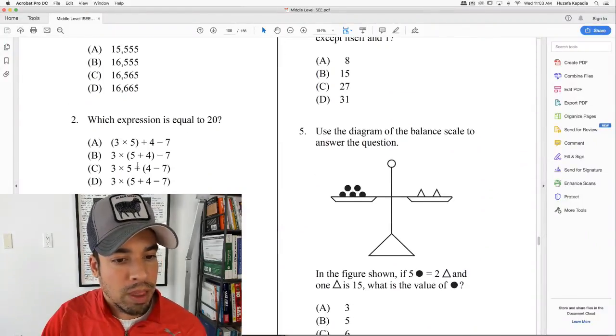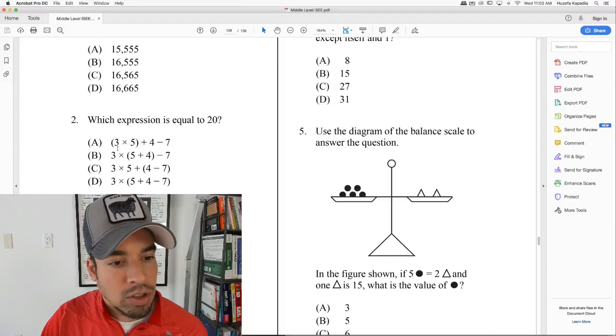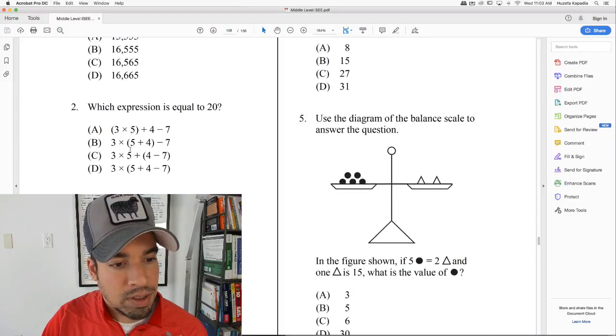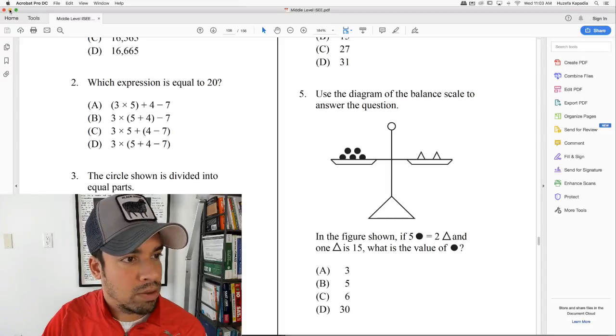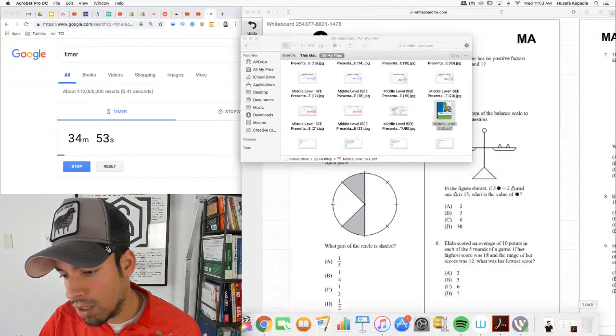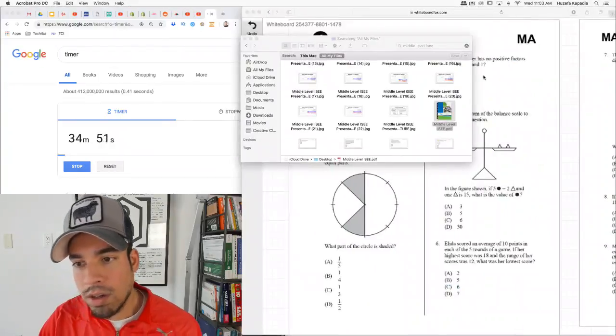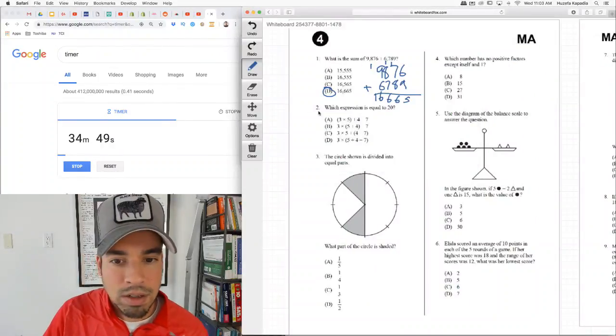Okay, so we'll just quickly analyze it here. Which one's equal to 20? So 3 times 5 is 15 plus 4 is 19. That's wrong. Here we do this first, 9, so this is 3 times 9, 27. It's B. Okay, so 3 times 9 is 27 minus 7 is 20. I'm going to leave this open now in case we need it again. Oh, yeah, there it is. Okay, so now we've got B.